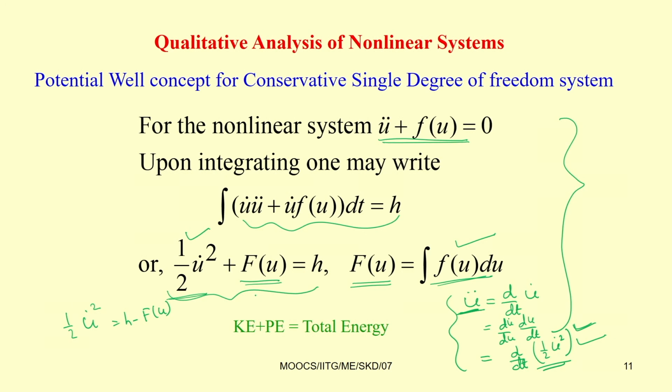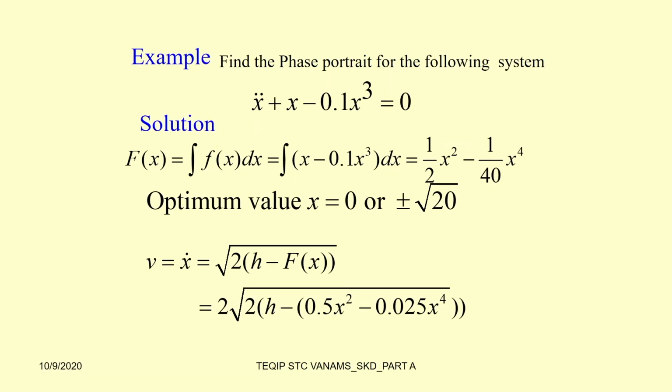So, it will be root over 2 into (h minus F(u)). So, for a particular value of h, we can find the relation between this displacement and velocity. If we plot this displacement and velocity, that is u versus u dot, that will give us the flow in the case of the nonlinear system.